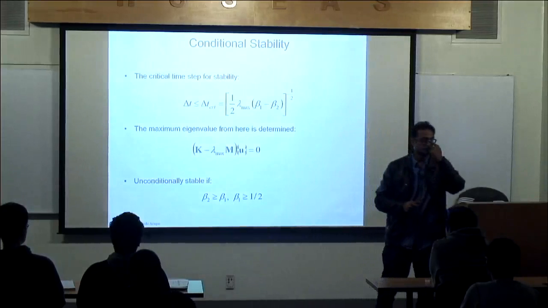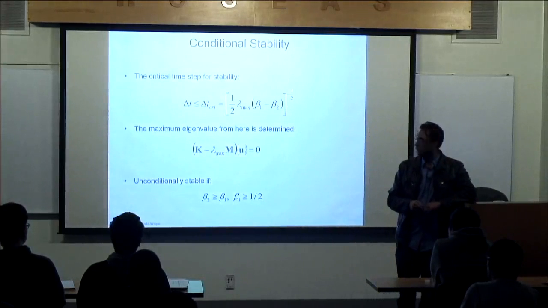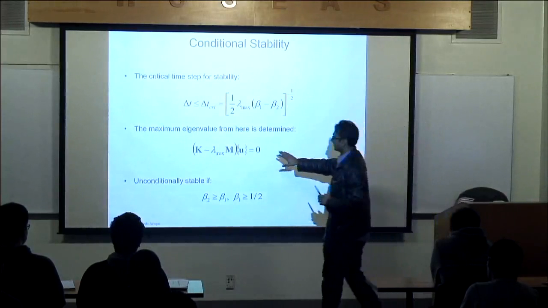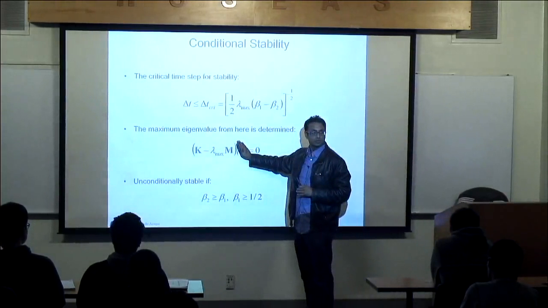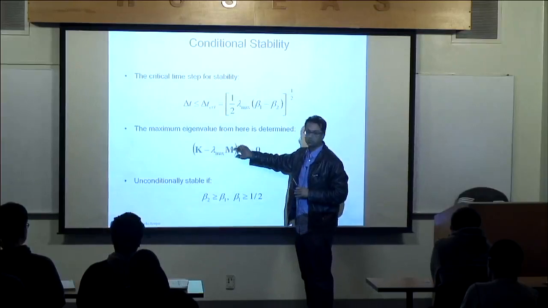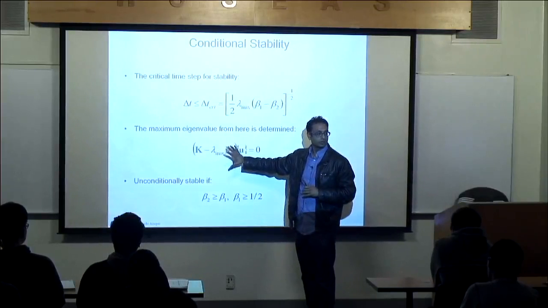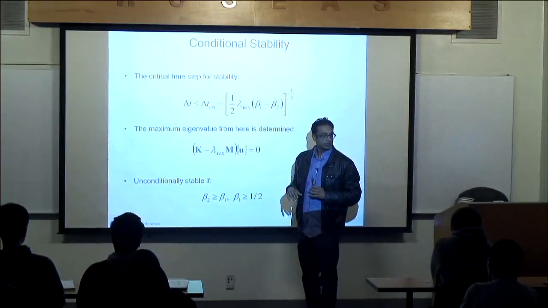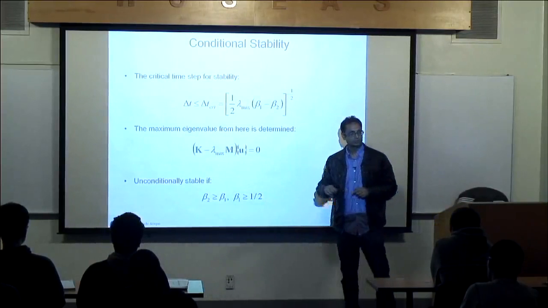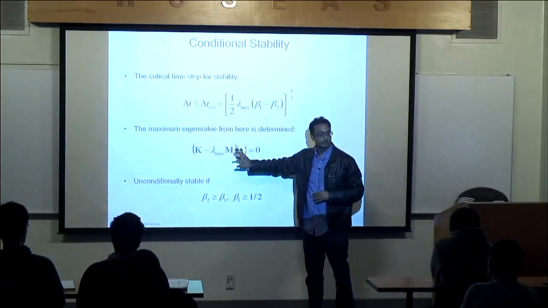So how do we calculate lambda max? Because u is a function of time. No, this becomes an eigenvalue problem. Okay, so if you have k and m, you can determine the eigenvalue problem. You can calculate the eigenvalues to this right here. Okay.